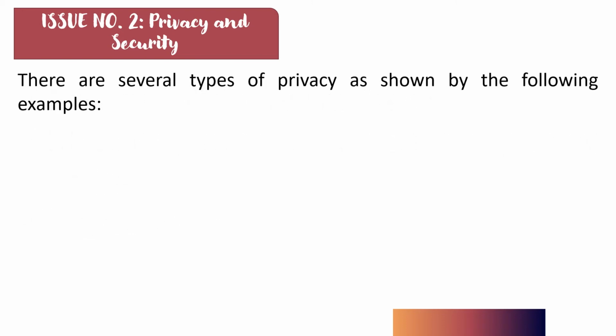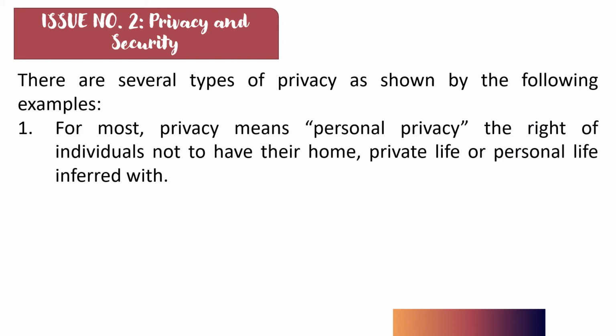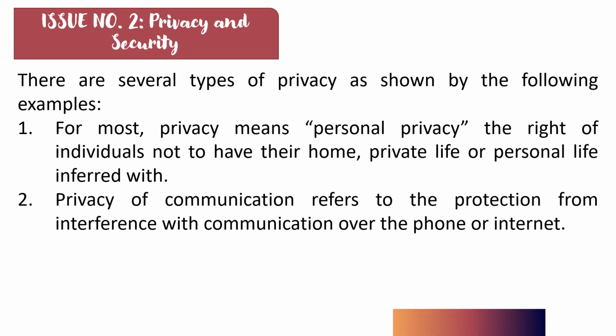Okay, so there are several types of privacy as shown by the following examples. The first one: for most, privacy means personal privacy, the right of individuals not to have their home, private life, or personal life interfered with. That's our concept of privacy, personal privacy. Di dato pwede ibalaan nga kinsa ato ang kalaguyo atong jowa, for example, ang address atong balay, like for example. Okay, so that is foremost our definition of privacy.